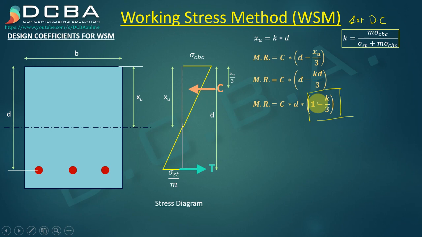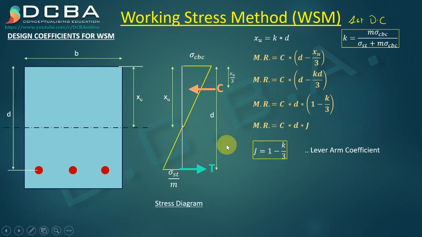So it is written as MR is equal to C into D into J, where J is 1 minus K by 3, and J is called the lever arm coefficient. Why is it called the lever arm? Because this entire term is your lever arm, isn't it? So J, which is 1 minus K by 3, is your lever arm coefficient. This is your second design coefficient.